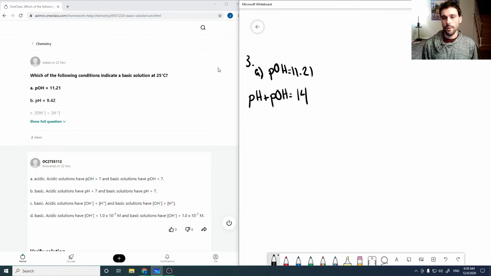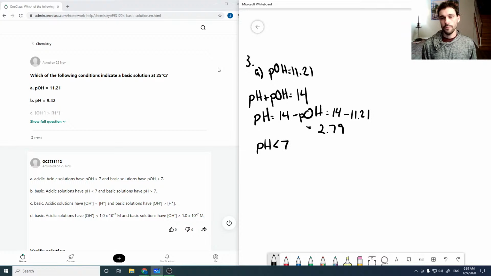So pH is equal to 14 minus pOH, which is 14 minus 11.21, which is 2.79. And if you remember, a pH less than 7 is acidic, or a pH greater than 7 is basic.